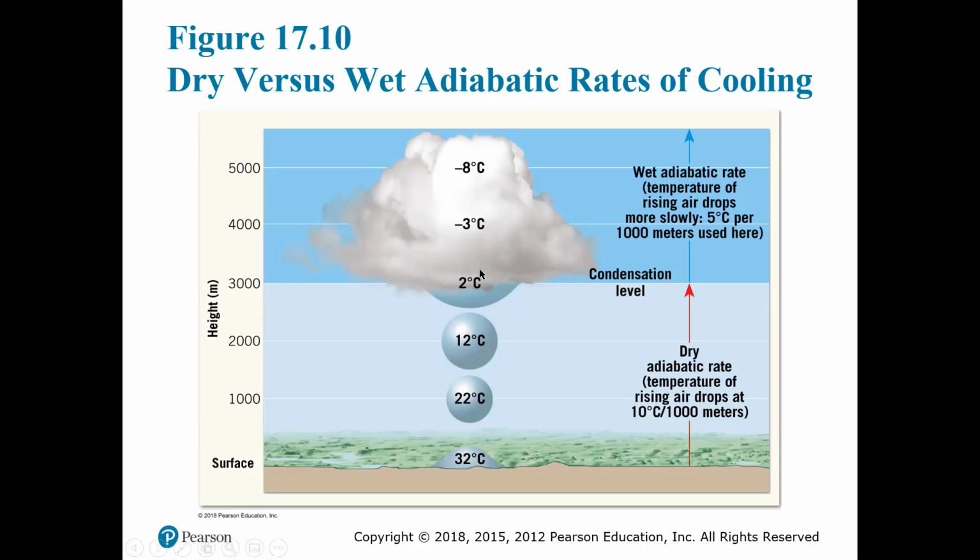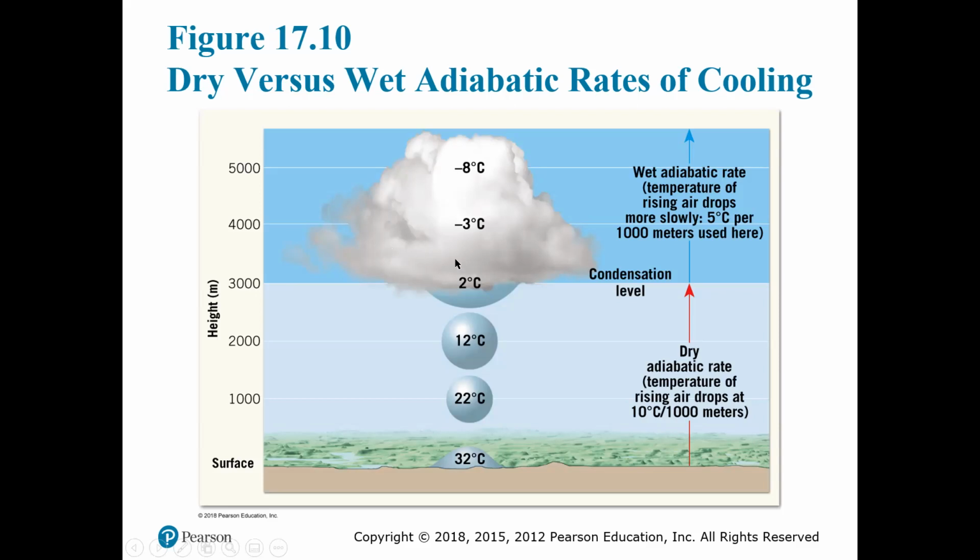And so you see here we have about 2 degrees at our condensation level. We go up another 1,000 meters, we've only dropped 5 degrees Celsius, instead of 10. We go up another 1,000 meters, we've dropped another 5 degrees Celsius. So this is referred to as the wet adiabatic rate of cooling because we're looking at what's happening above the condensation level. The amount of latent heat that's going to be released depends on how much moisture is in this air.